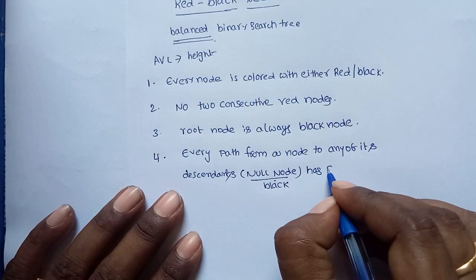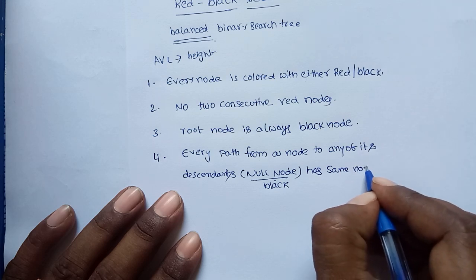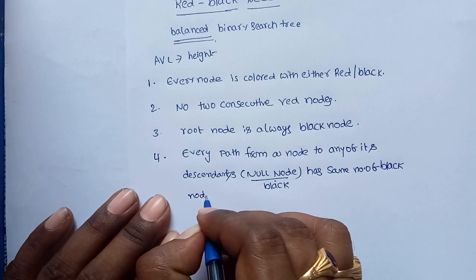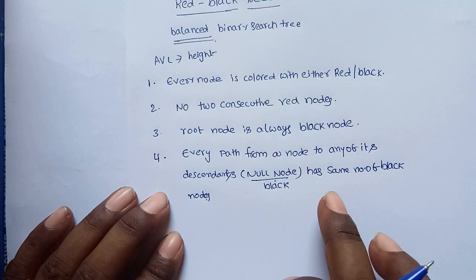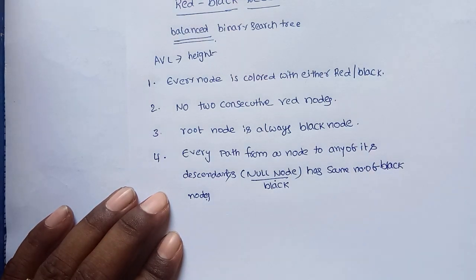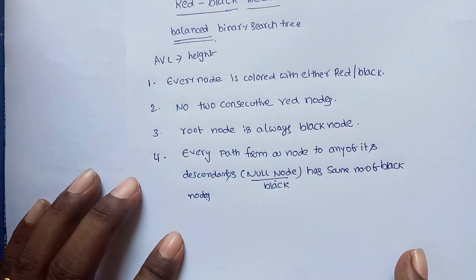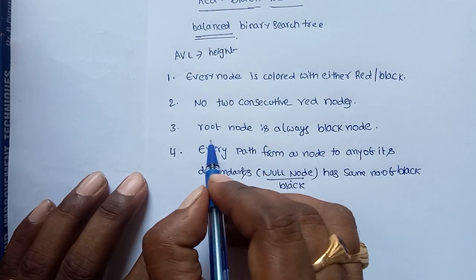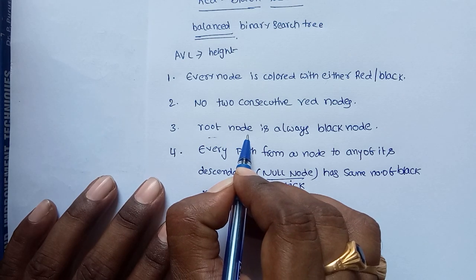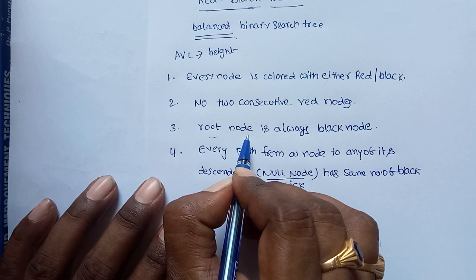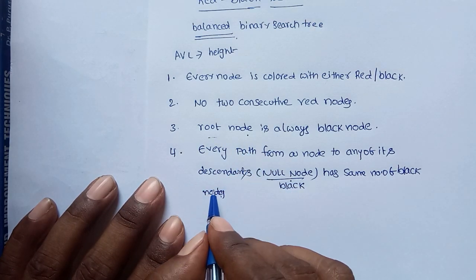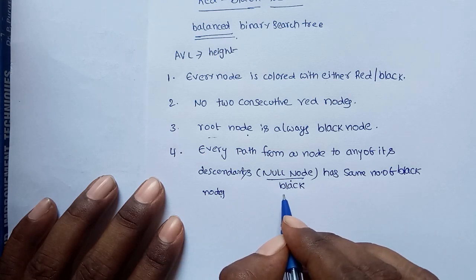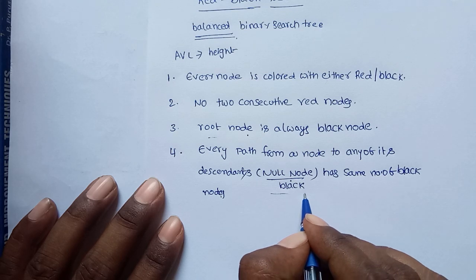Has the same number of black nodes. Suppose in the tree you are considering one node, from that node to any of its descendants contains the same number of black nodes. Generally this is called the root property. Root property means the root is always black, and all external nodes, that is leaf nodes, are black color. This is called the external property.